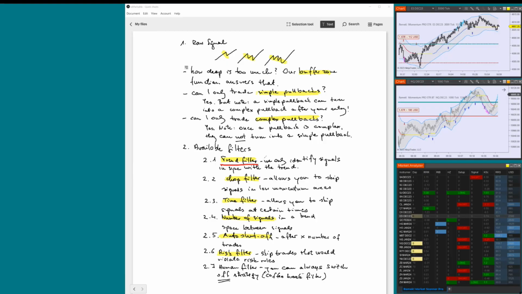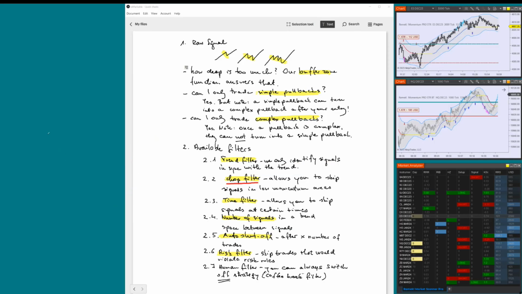So that's the first important additional filter in the software, the trend filter, which ensures that we only trade consolidation areas in the direction of the trend and not the other way around. Now, what's the next one? The next one is the chop filter.